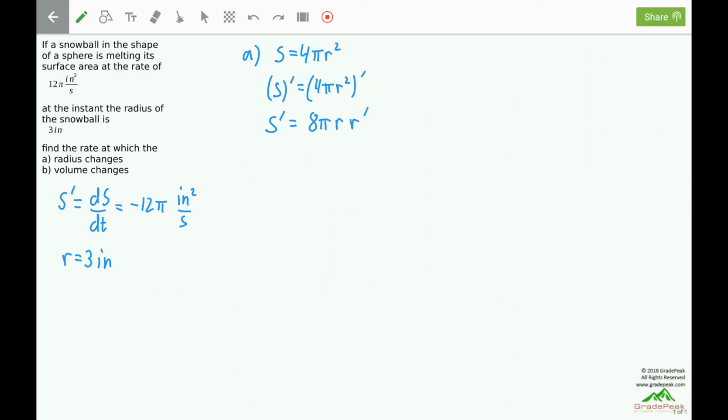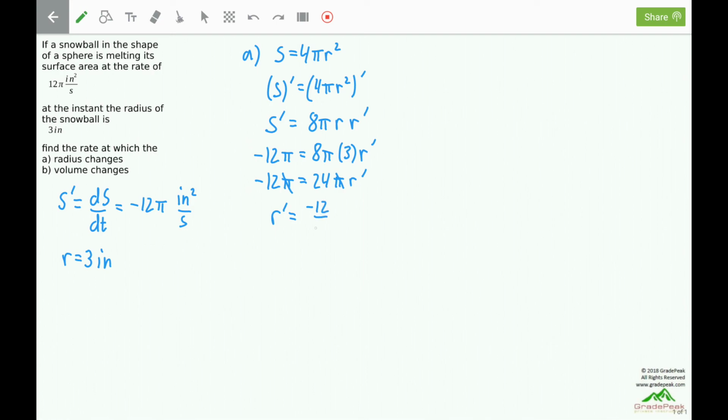We have all the numbers we need here, so we can plug in now, and negative 12 pi equals 8 pi times 3 times r prime. So we have negative 12 pi equals 8 times 3 is 24 pi r prime. And we can divide a pi from both sides and cancel those out before we continue. And now we can divide both sides by 24.